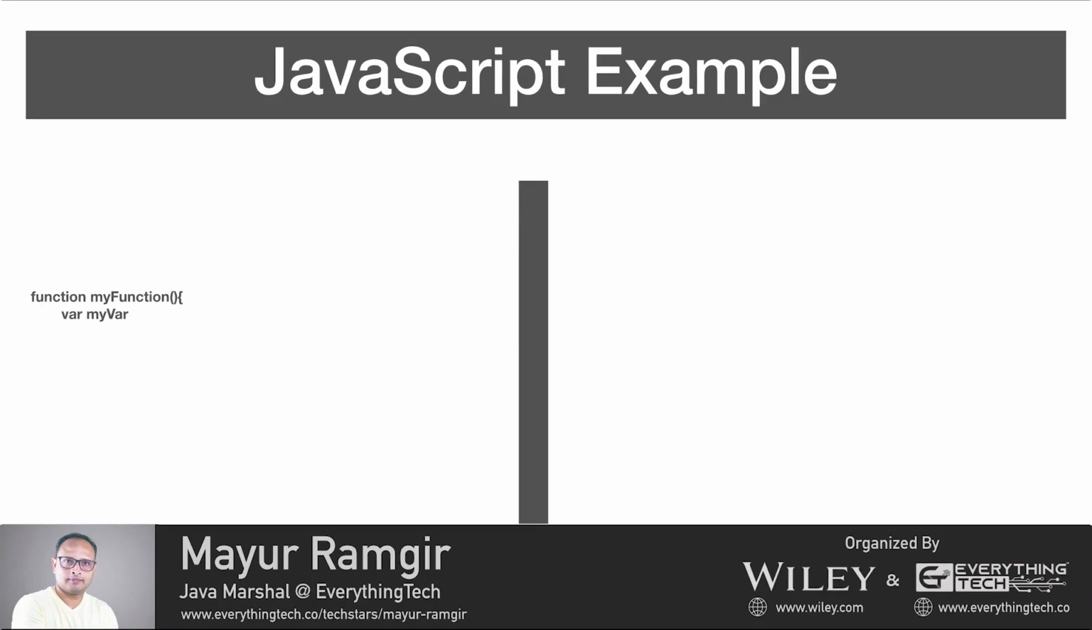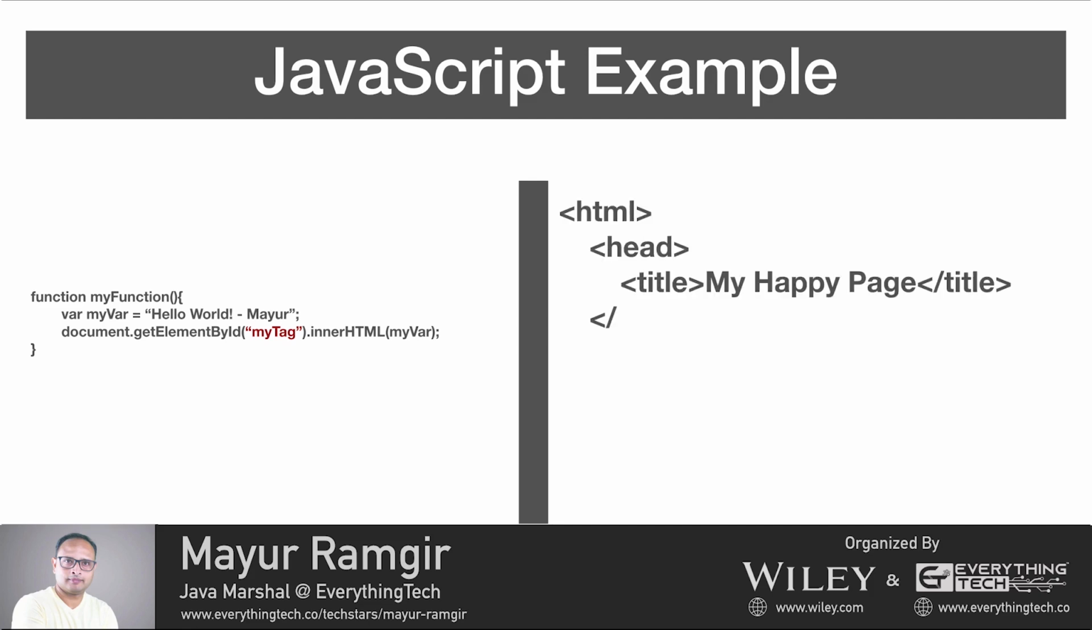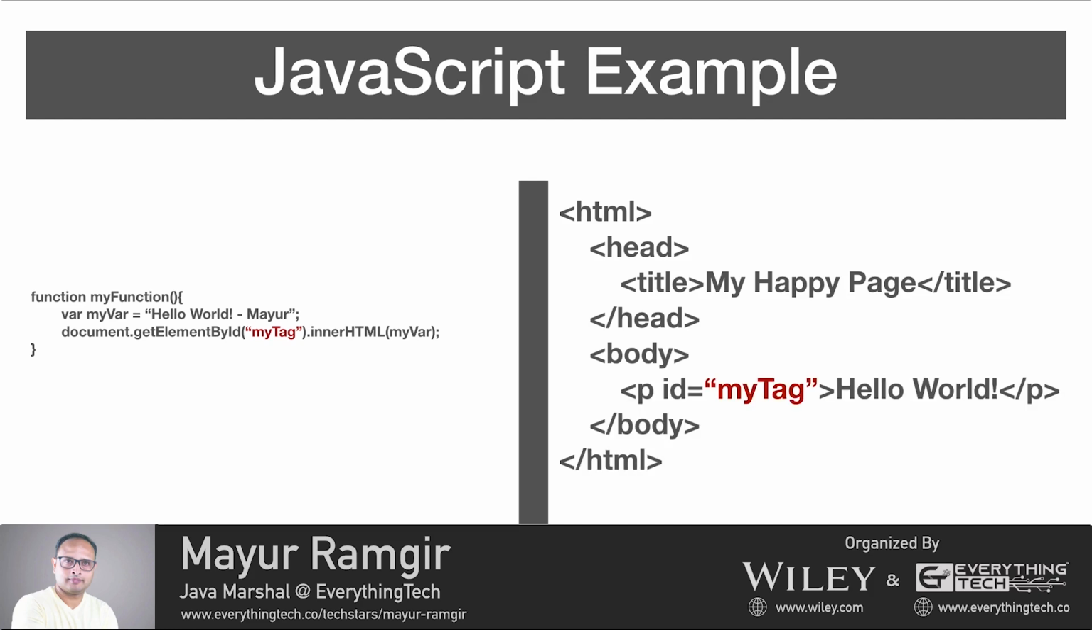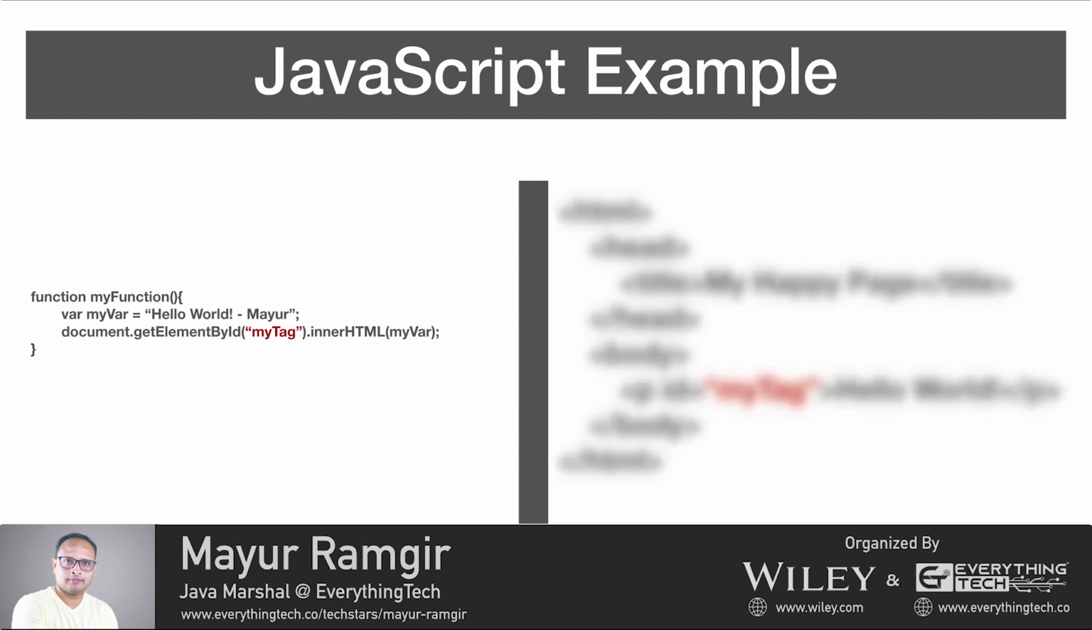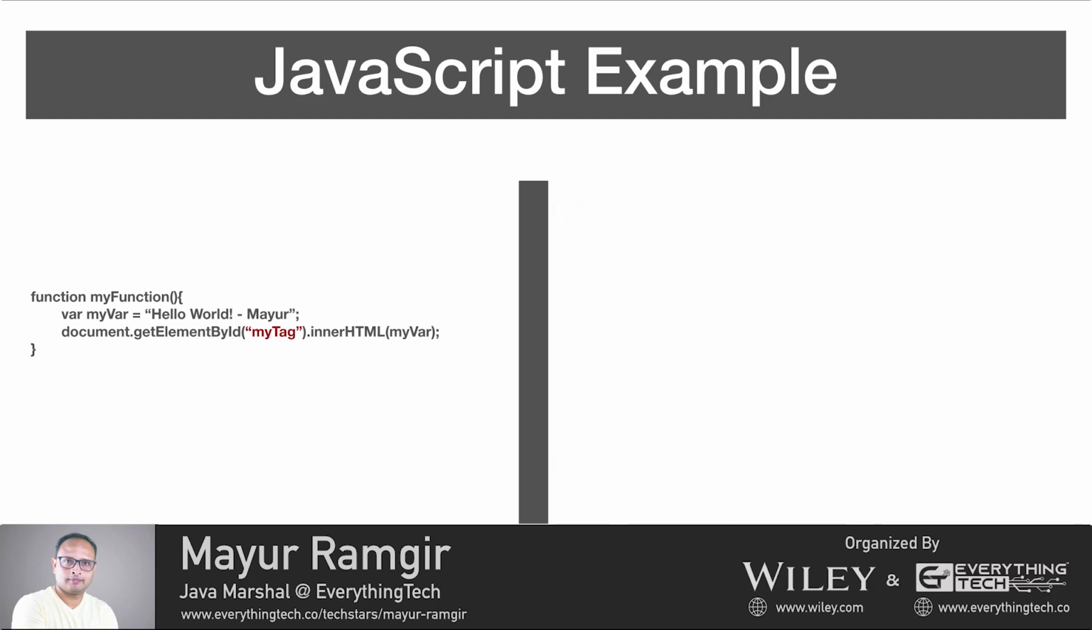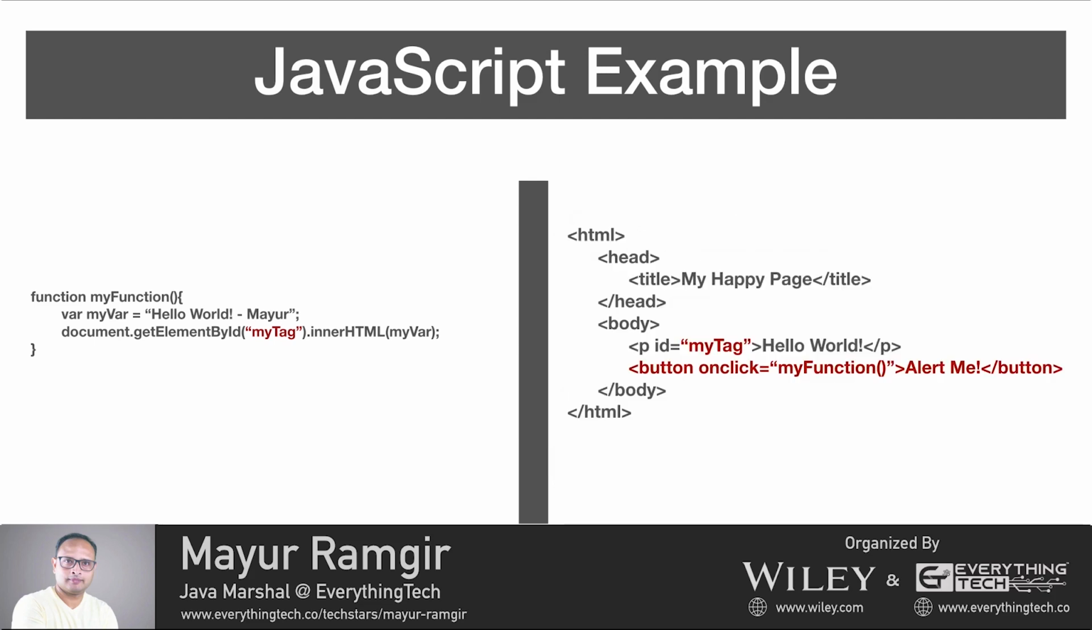In this example, we have defined a JavaScript function which aims to change the content of the element which has the ID named myTag. As you can see on the right hand side, the HTML code contains element P which has ID named myTag. However, we don't have any mechanism to trigger this function named myFunction. Now let's look into this example where we have added a button which can trigger this myFunction on click action.